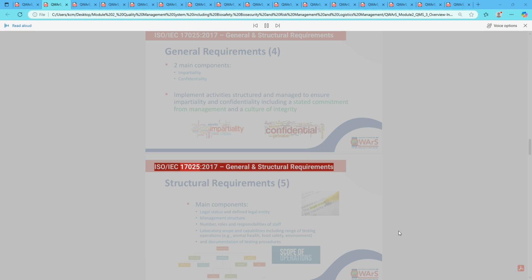ISO/IEC 17025:2017 General and Structural Requirements. Structural requirements 5. Main components: legal status and defined legal entity. Management structure. Number, roles, and responsibilities of staff. Laboratory scope and capabilities, including range of testing operations, e.g., animal health, food safety, environment. And documentation of testing procedures.